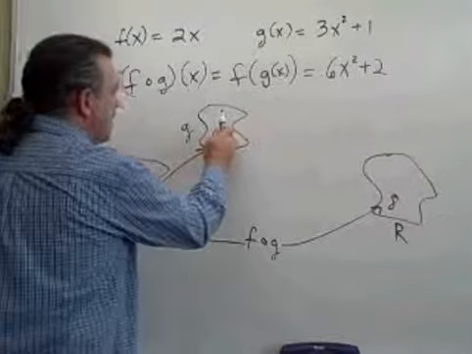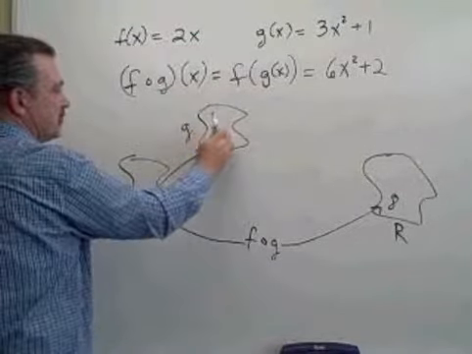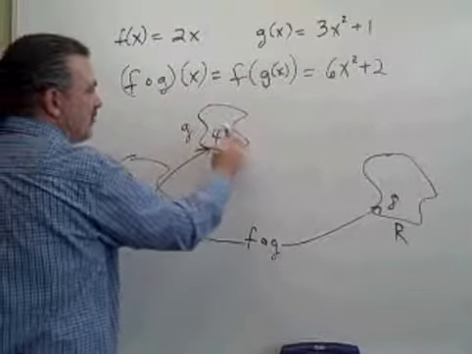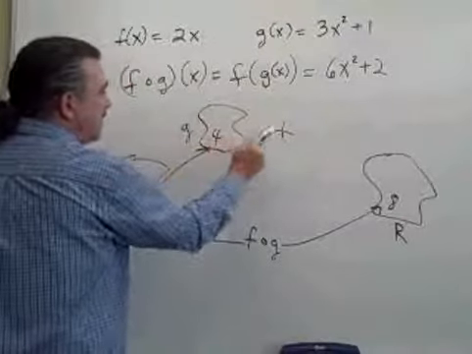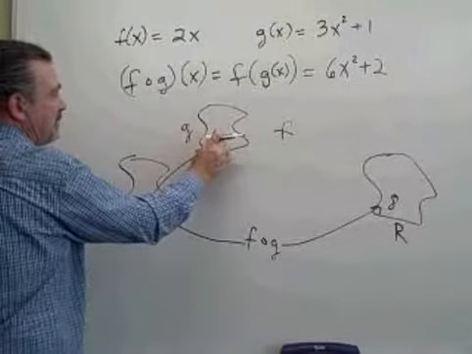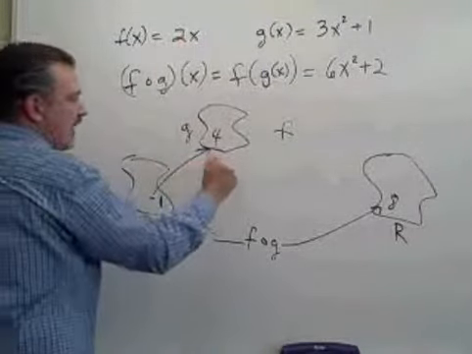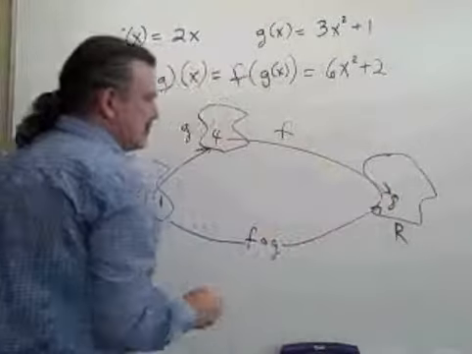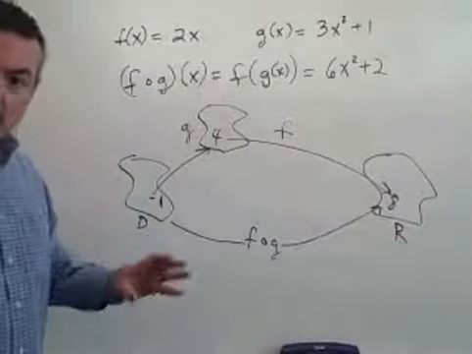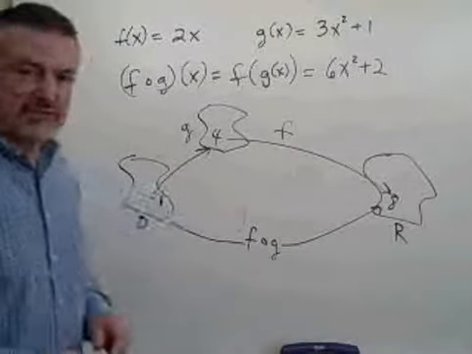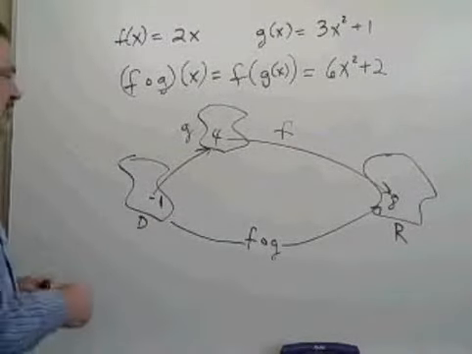But 4 is a legitimate domain value for the function f. And if we evaluate the function f at 4, 2 times 4 is 8. That maps to the value 8. That was the range value for the composition function.